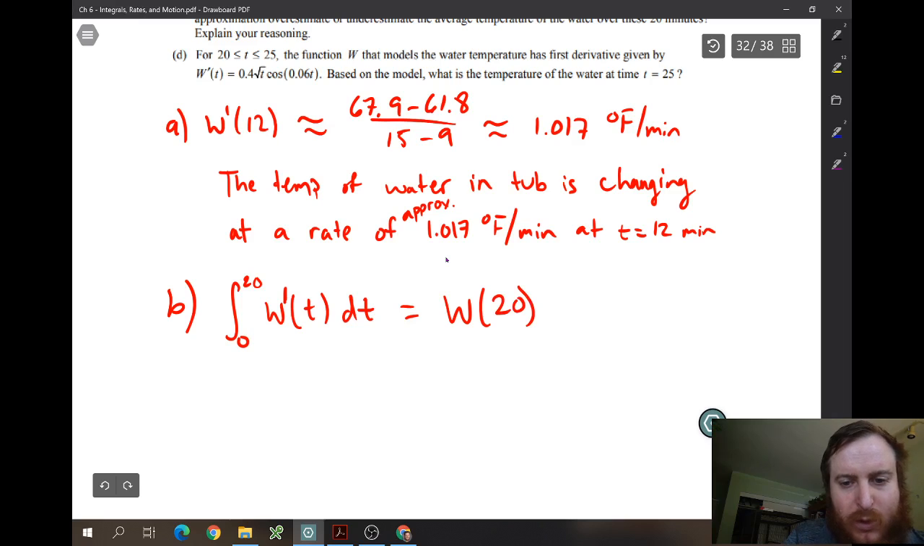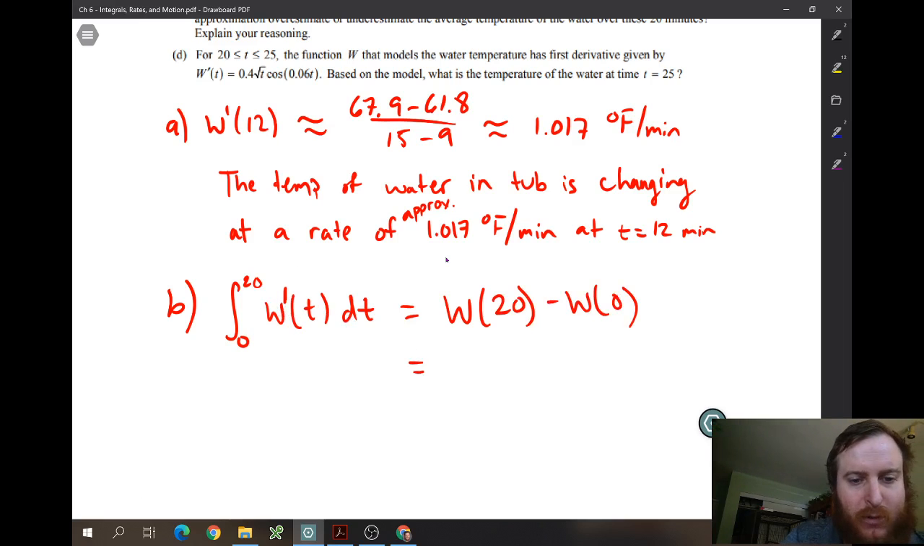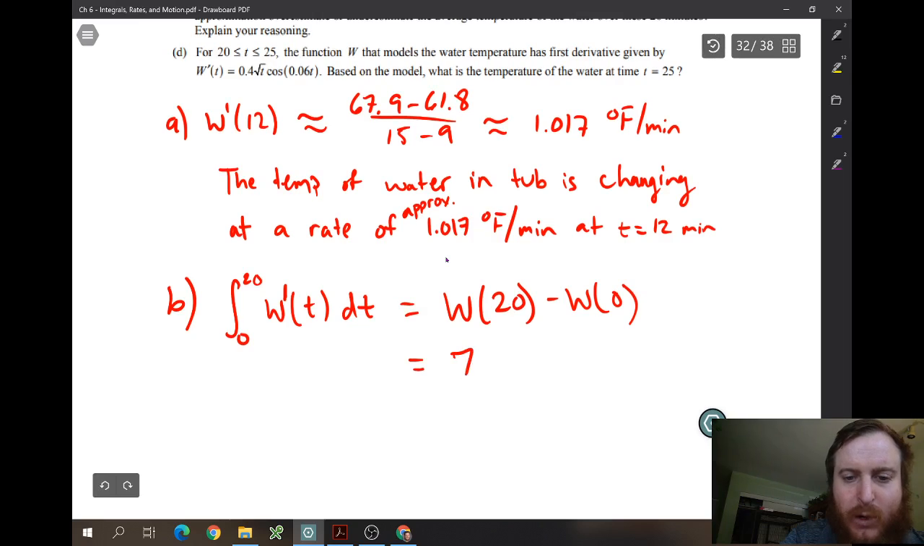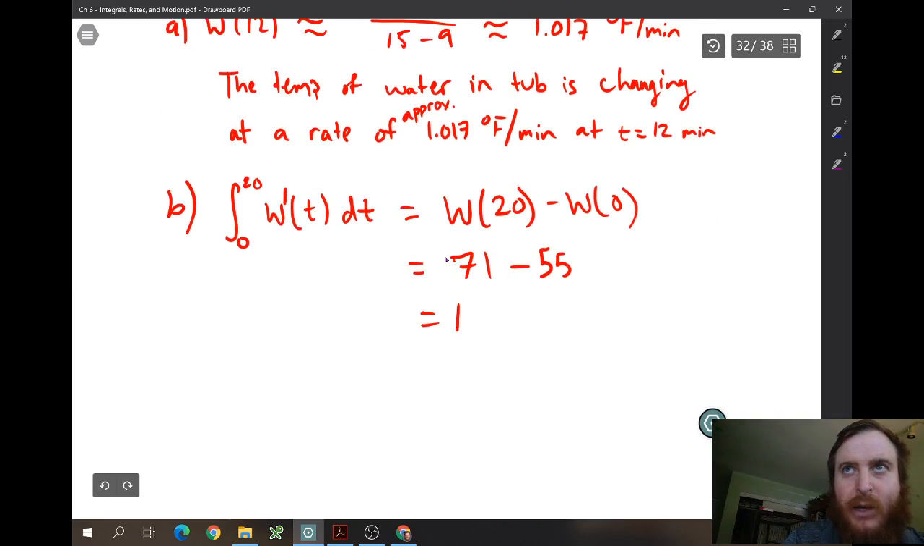This becomes w of 20 minus w of 0. Right, because the integral of w prime becomes w. You could have done w of t from 0 to 20 and plugged it in to get there. But that's FTC. So we're just going to go back up to the table. W of 20 is 71. W of 0 is 55. 71 minus 55, you can use your calculator, is 16.